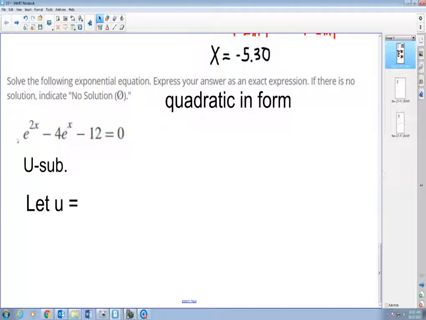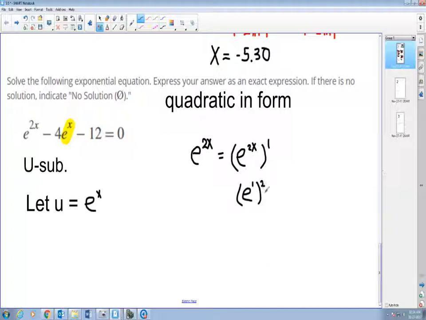It turns out that this problem is quadratic in form. That means this problem looks like a quadratic equation. So I'm going to let my U represent e to the x. Here is the reason why. Take a look at this e to the 2x. It can be written as e to the 2x whole thing to the first power, or e to the first power whole thing to the 2x power, or e squared whole thing to the x power, all using the power rule. Or you can look at this as e to the x whole thing squared.